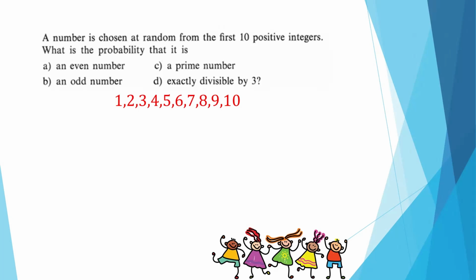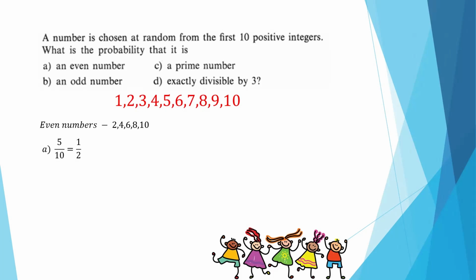Now let's see how we are going to find the even numbers. Here 2, 4, 6, 8, 10 are the even numbers. So the probability for an even number is 5 out of 10, since 5 even numbers are there out of 10. Then you have to simplify, so that is half.